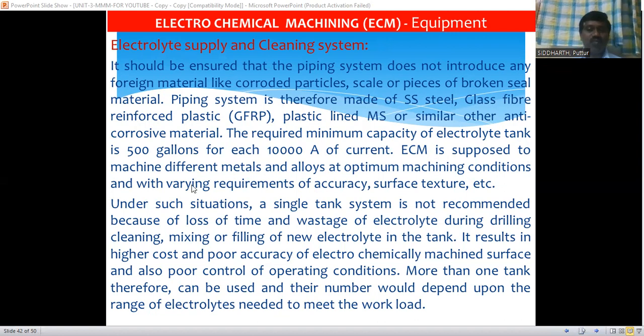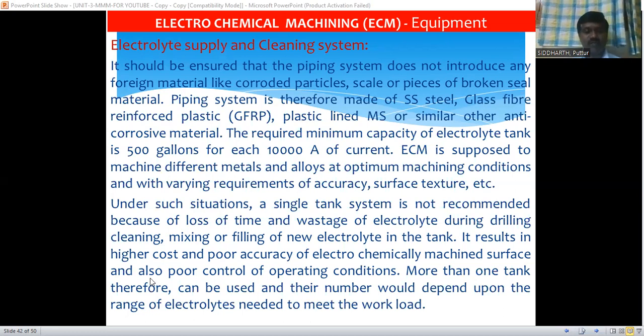And electrochemical machining is supposed to machine different metals and alloys at optimum machining conditions and with varying requirements of accuracy and surface structures. So the accuracy and surface texture are not common for all requirements. It may be different for different components. So in those situations, a single tank system is not recommended because of loss of time and wastage of electrolyte during draining, cleaning, mixing, or filling of new electrolyte into the tank. It's a time-wasting process. So it automatically results in higher cost and poor accuracy of the electrochemically machined surface.